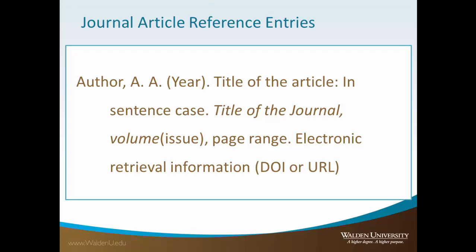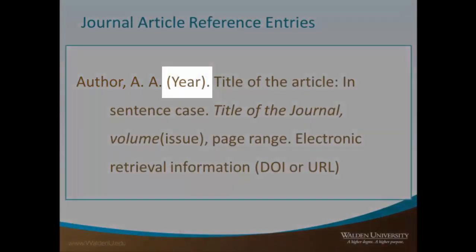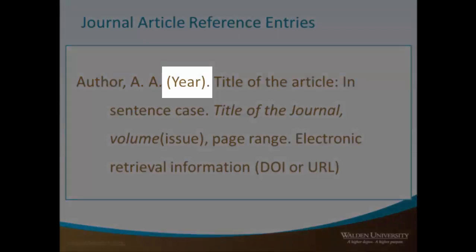First, let's explore the basic components of article reference entries. The reference entry starts with the author or authors of the article, listed in the same order as they are listed in the article itself. Note that you should include the author's first and middle initials if they are listed in the article. Next, we include the publication year of the article within parentheses. Note that these parentheses are followed by a period.